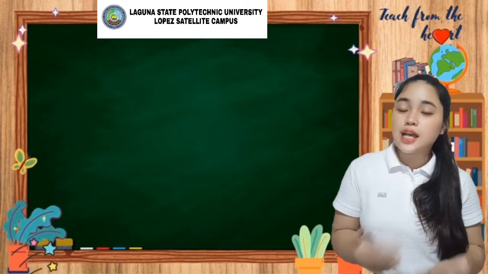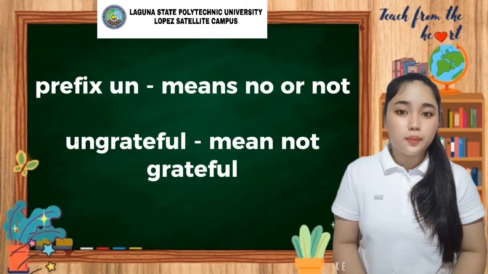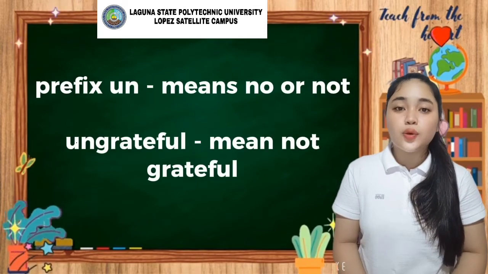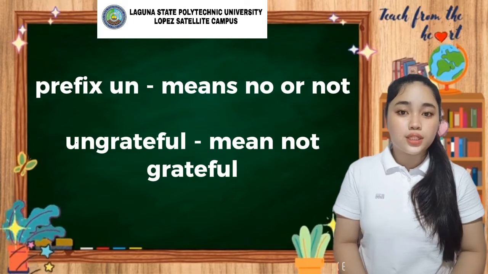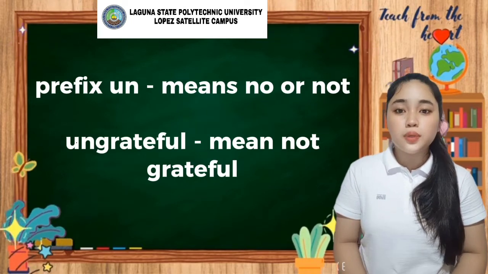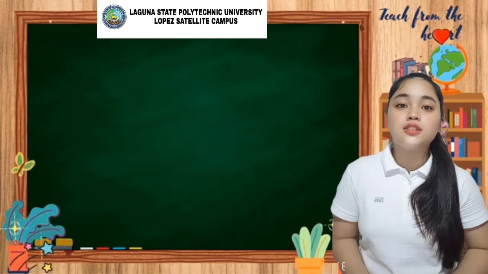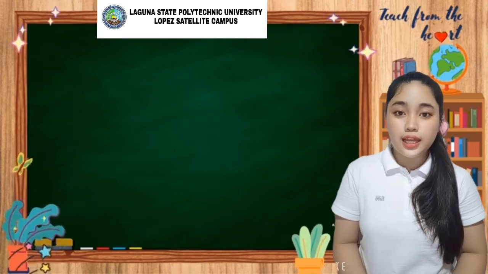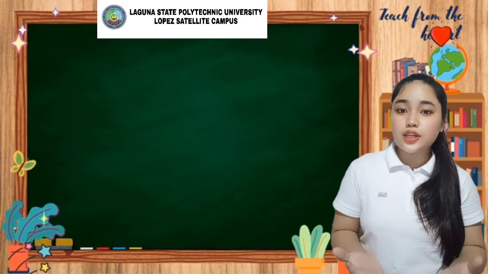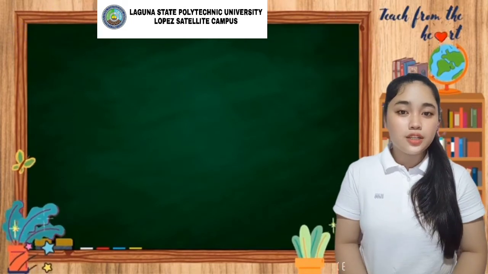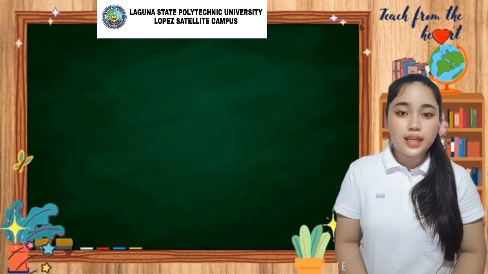For example, the prefix "un" means no or not, so with the word ungrateful, one can understand the word to mean not grateful. Prefixes are an easy way to communicate the idea of a phrase. To express the quality of non-being grateful, one can simply say ungrateful.